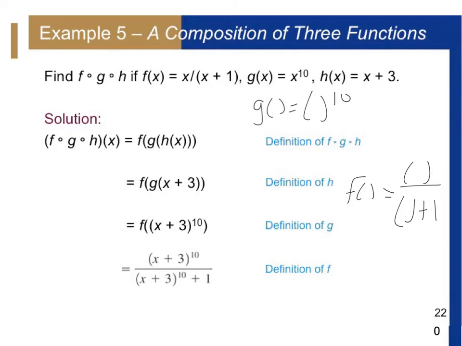So when we have it this way, now we're going to take f of x plus 3 to the 10th. So we have x plus 3 to the 10th here, and x plus 3 to the 10th here, because we're evaluating f at x plus 3 to the 10th. So x plus 3 to the 10th, and then x plus 3 to the 10th plus 1 in the denominator. So that would be f of g of h of x.